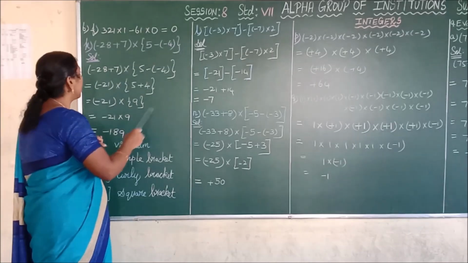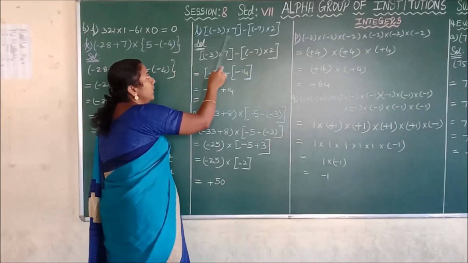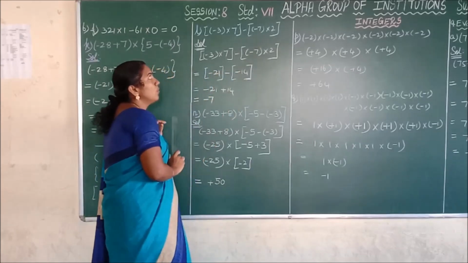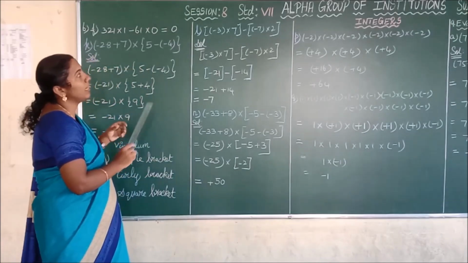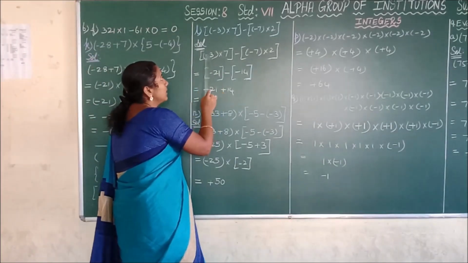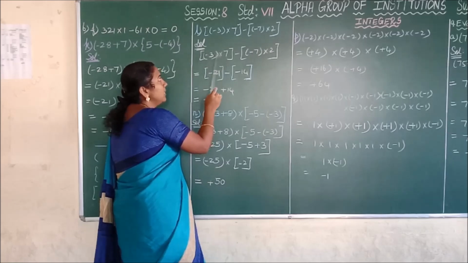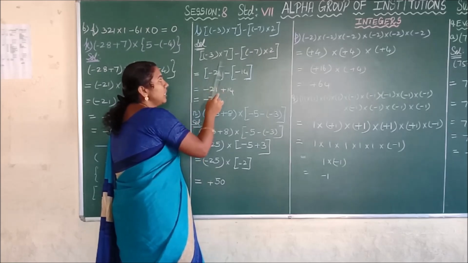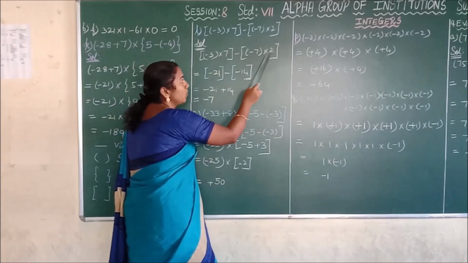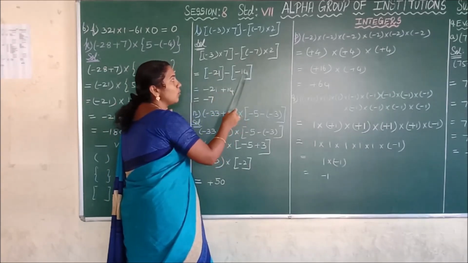Then see the next sum here. Minus 3 into 7 minus 7 into 2. First we are going to simplify the integers within the bracket. Okay. Once again write the question. Here see minus 3 into 7, minus into plus is minus, 7 3s are 21. Write the minus as it is. Minus into plus is minus, 7 2s are 14.